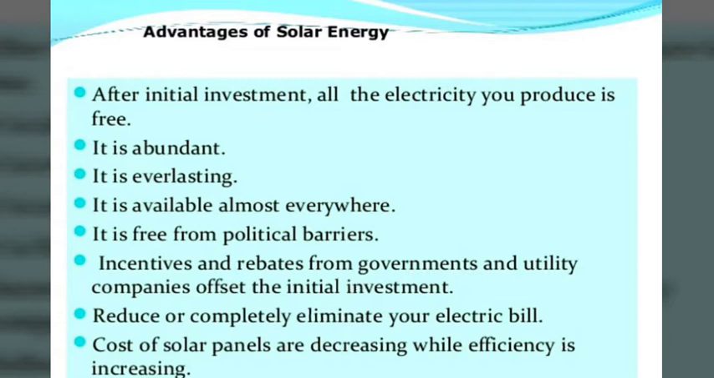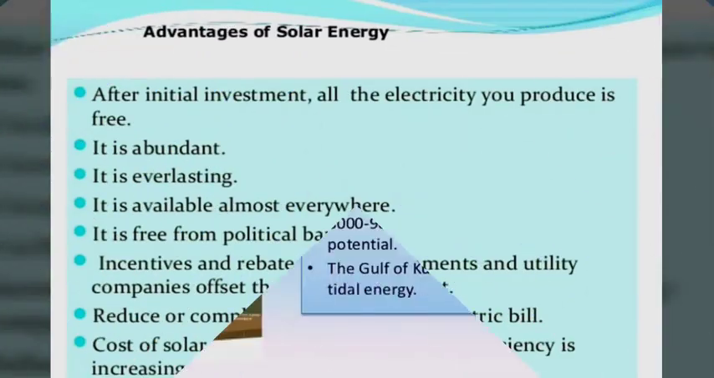It is abundant. Abundant means very vast. It is everlasting. It's not going to be finished. It is available almost everywhere. It can reduce your electricity bill. The cost of solar panels is decreasing while efficiency is increasing.